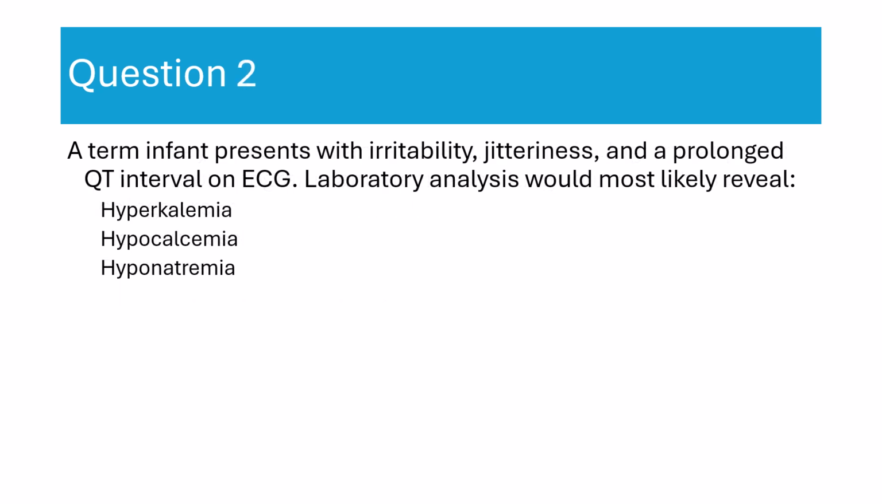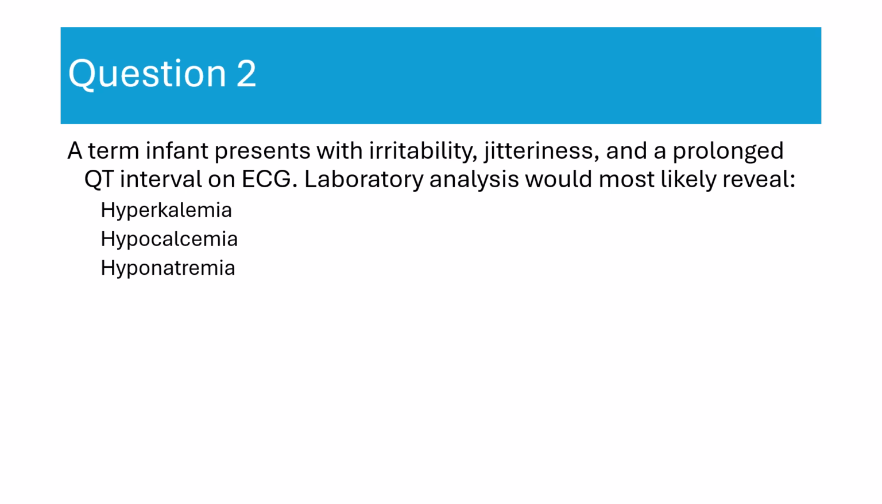A term infant presents with irritability, jitteriness, and a prolonged QT interval on ECG. Laboratory analysis would most likely reveal hyperkalemia, hypocalcemia, hyponatremia. This question is testing your knowledge of electrolyte abnormalities and their clinical manifestations, particularly cardiac effects. The correct choice is hypocalcemia.